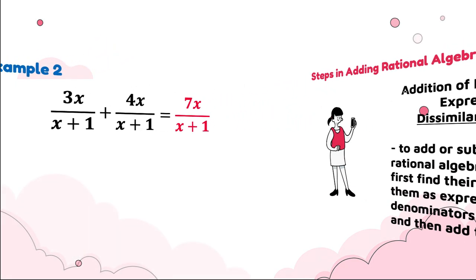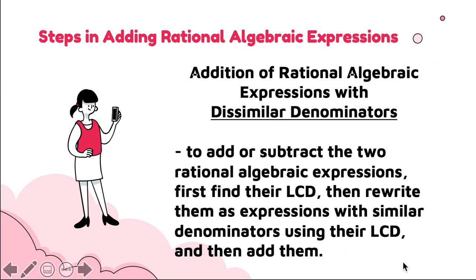Next, how about if we have rational algebraic expressions with dissimilar denominators or unlike denominators? It is almost the same as adding dissimilar fractions. We need to get the LCD, or the least common denominator, of the rational algebraic expressions first. After that, we rewrite the fractions with similar denominators using the LCD. And after that, proceed in adding rational algebraic expressions with similar denominators.